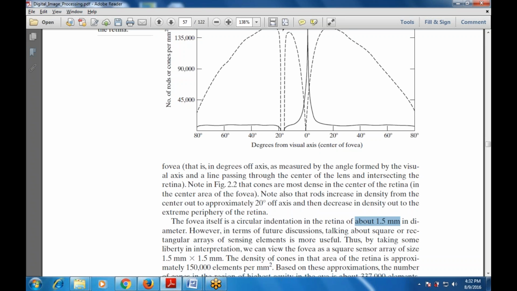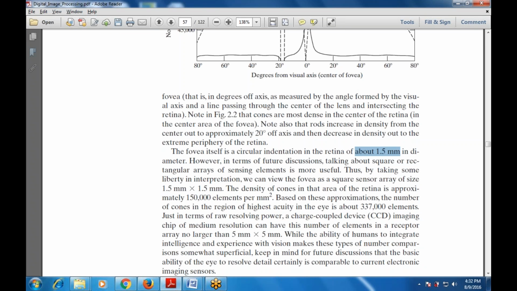For future discussions, talking about square or rectangular arrays of sensing elements is more useful. Based on these approximations, the number of cones in the region of highest acuity in the eye is approximately 337,000 elements. A CCD, a charge-coupled device imaging chip of medium resolution, can have this number of elements in a receptor array no larger than 5 mm by 5 mm.